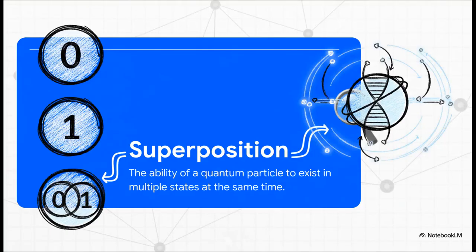Okay, rule number 1 is superposition. Now, you know how a regular computer bit is super simple, right? It's either a 0 or it's a 1. That's it. But a quantum bit, or qubit as they're called, is totally different. Thanks to superposition, a qubit can be a 0, a 1, or both at the exact same time. It's like it's in a state of pure potential, which means it can hold a whole lot more information.